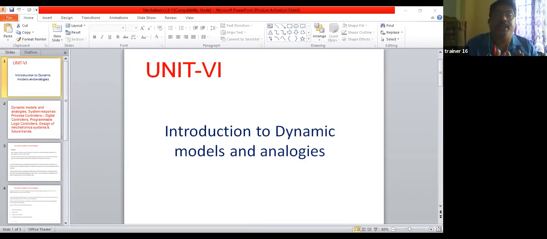So in these hydraulic and pneumatic actuation systems, we have the electronic components, that means sensors, and the solenoid is the electrical component, like this. So those components we are going to study here in this unit, in particular.